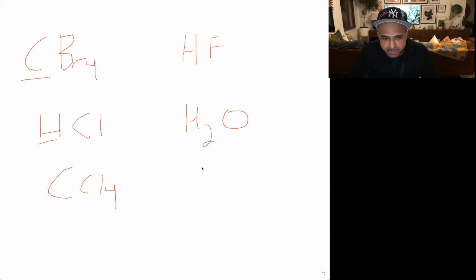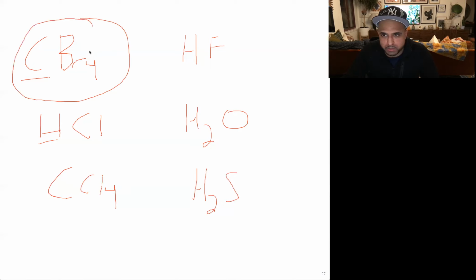I hope you can see there's not many examples of polarity. Another example was H2S. So of these six, which is non-polar? I know this is non-polar because of 4 bromines. I know that this is non-polar because there's 4 chlorines around. And the rest are polar.